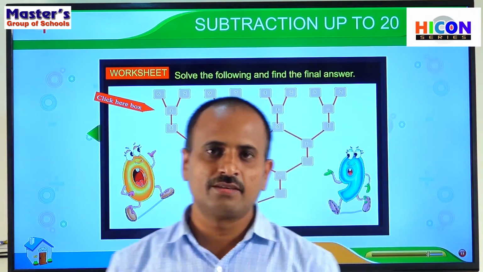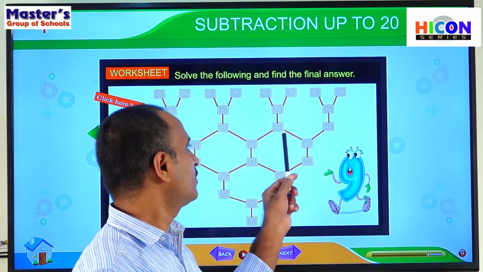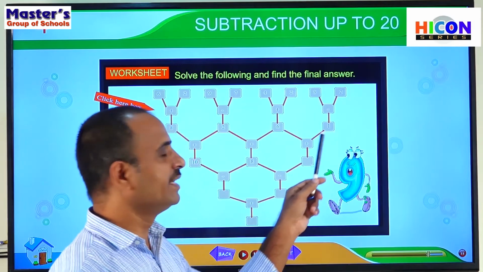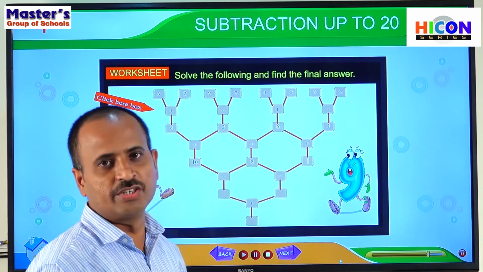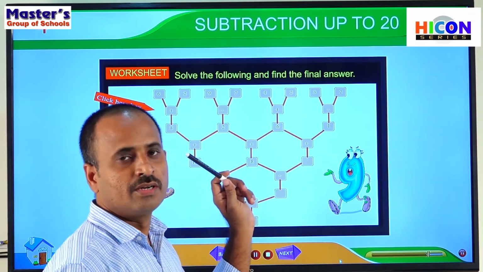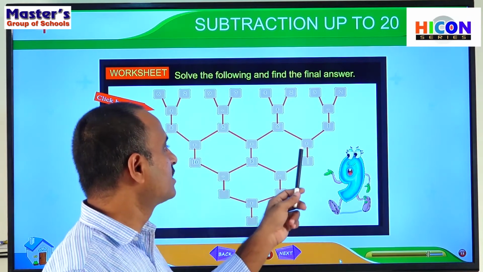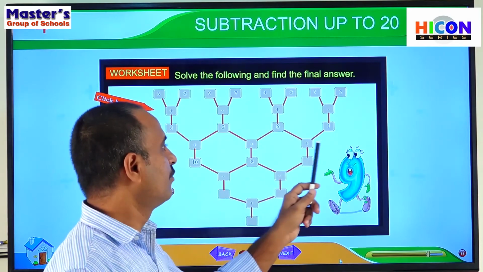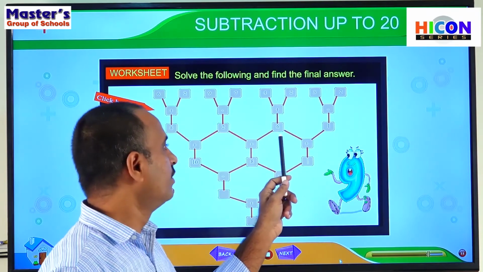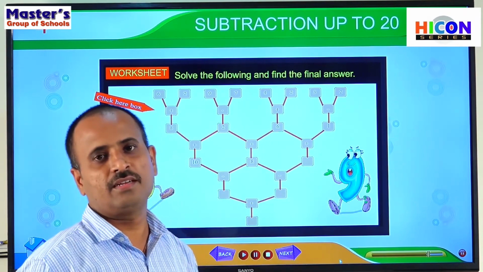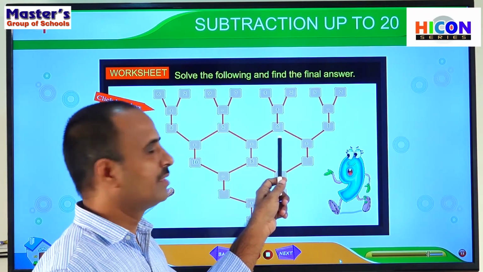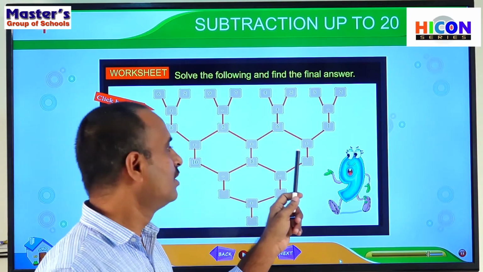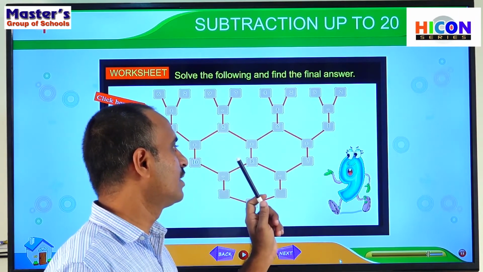The next one: what is the first number there? The first number is 6 and the second number is 1. They have given a symbol plus. Plus means addition. By using the addition fact, we can simply do the addition. If we add 1 to any number, we will get its successor, that means its next number. What is the next number to 6? The next number for 6 is 7. So write 7 in this box.